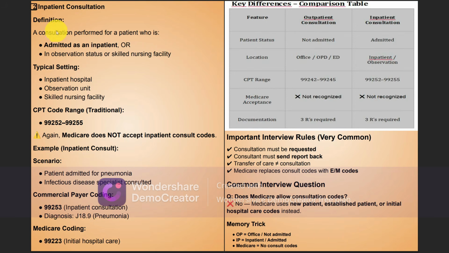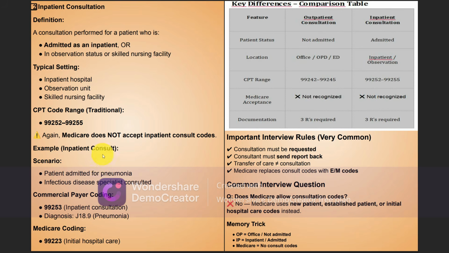Inpatient consultation definition: consultation performed for the patient who is admitted as an inpatient, or in observation status, or in a skilled nursing facility. Typical setting: inpatient hospital, observation unit, skilled nursing facility. CPT code range: the traditional CPT codes used are 99252 to 99255. Again, Medicare does not accept inpatient consultation codes.